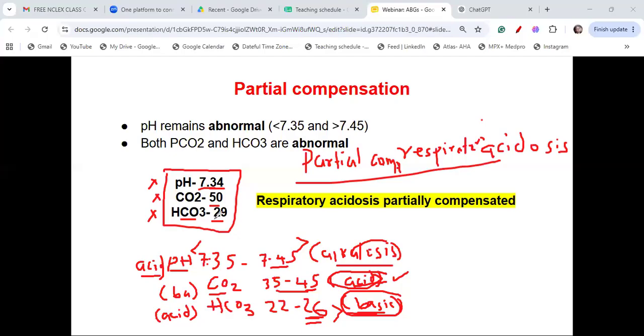Okay? So what is happening is that the kidneys, which are represented by the bicarbonates, are trying to compensate for this excess CO2 that is built up in the blood. Is that well understood? So the full name here is partial compensated respiratory acidosis. Is that clear? Any more clarification on that?